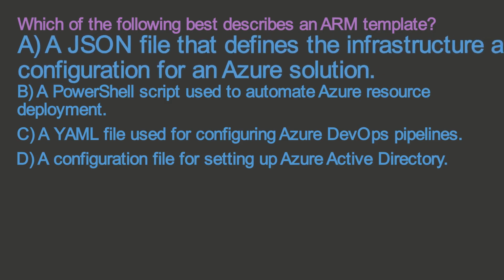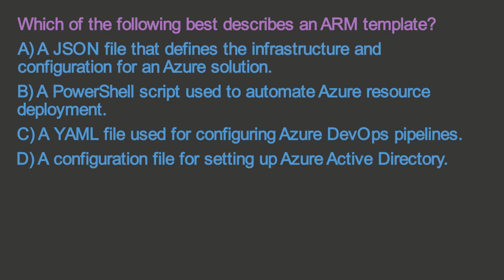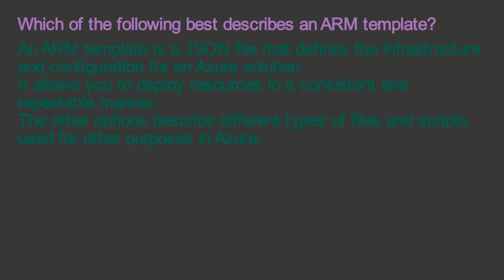The correct answer is A. A JSON file that defines the infrastructure and configuration for an Azure solution. An ARM template is a JSON file that defines the infrastructure and configuration for an Azure solution. It allows you to deploy resources in a consistent and repeatable manner. The other options describe different types of files and scripts used for other purposes in Azure.